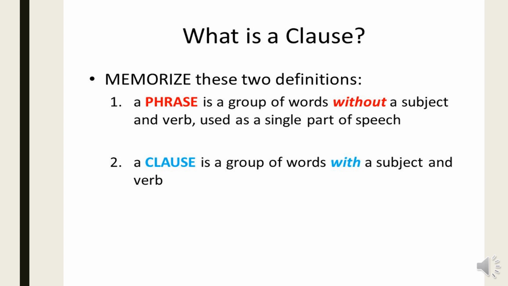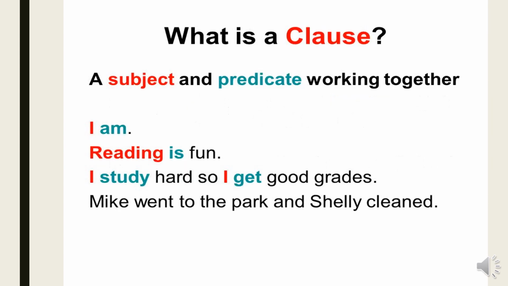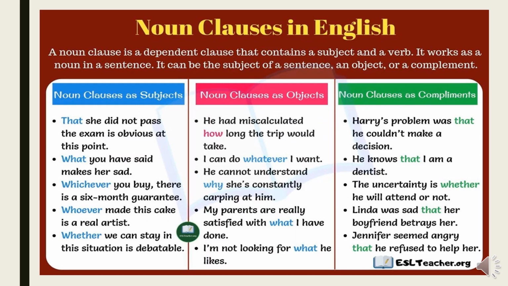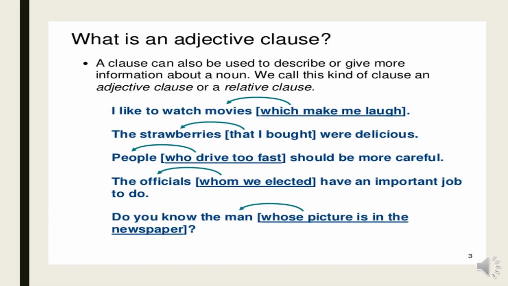A phrase doesn't have subject and verb. A clause has a subject and a verb. This is the difference between a phrase and a clause. So we'll repeat again. A phrase is a group of words without a subject and a verb, while a clause is a group of words with a subject and a predicate also. So here, what do we mean by the subject and the predicate working together? It's clear. It's not that difficult.